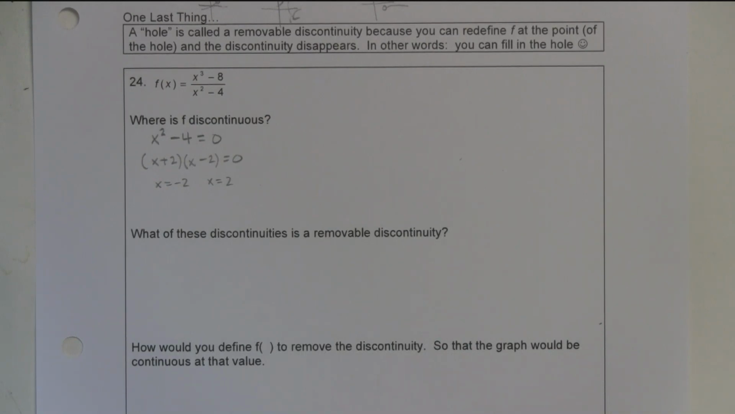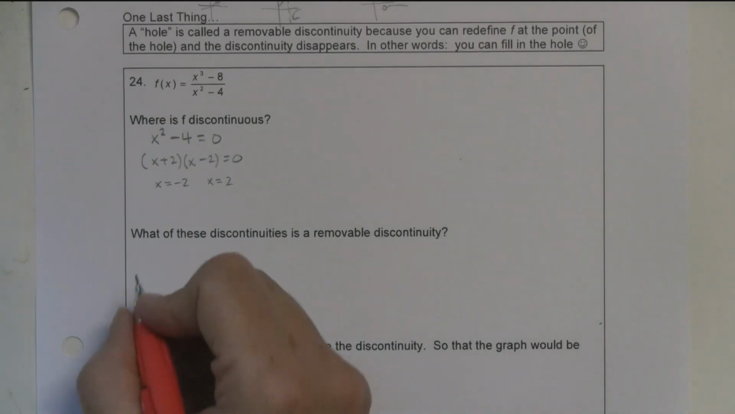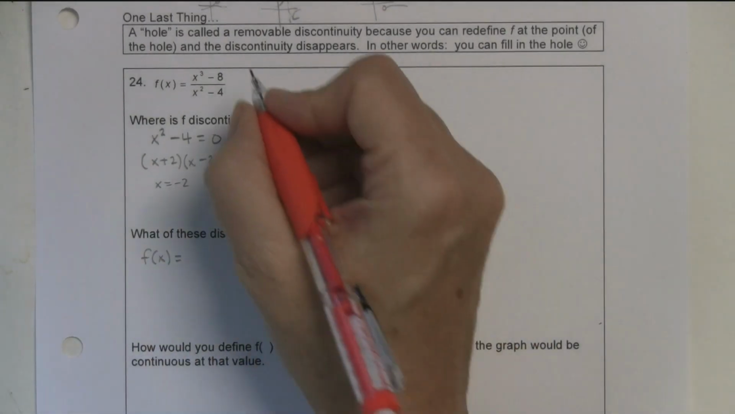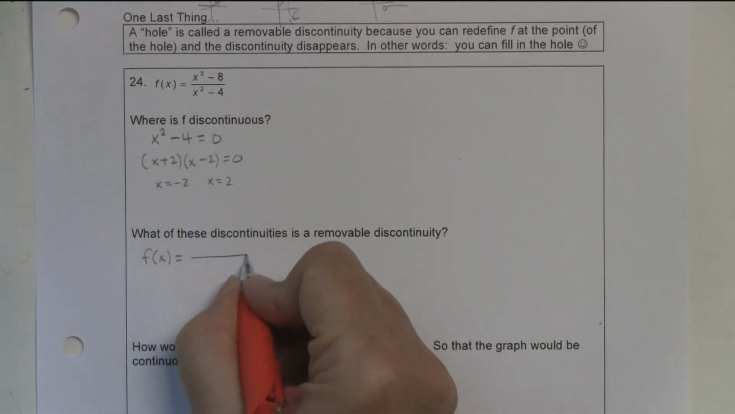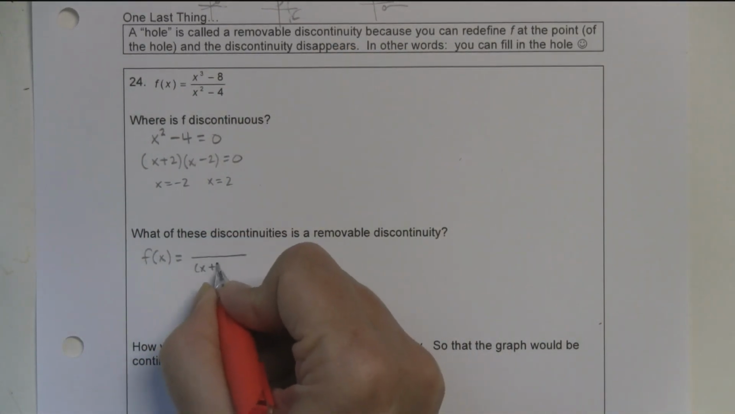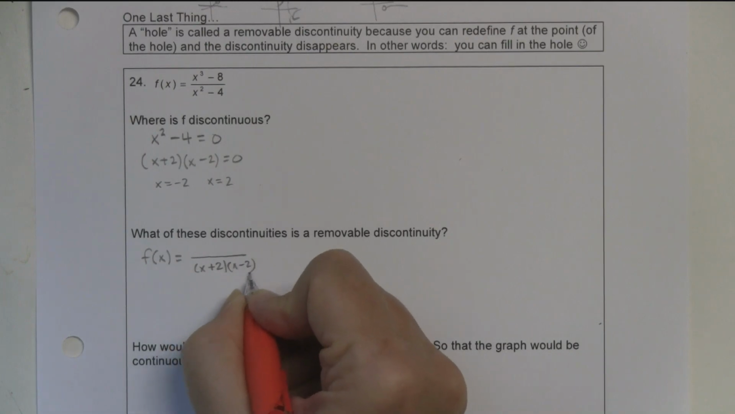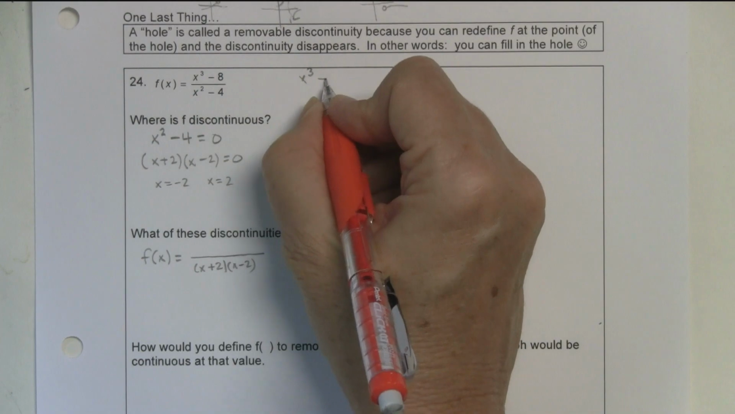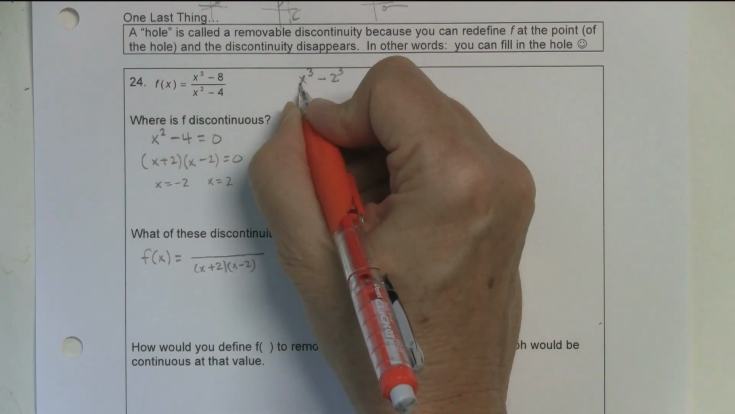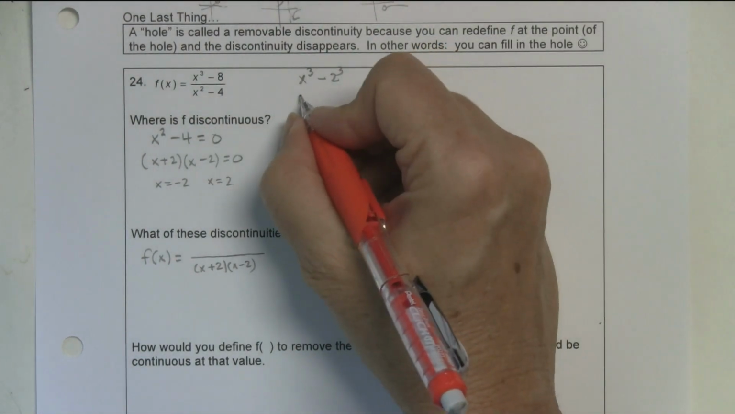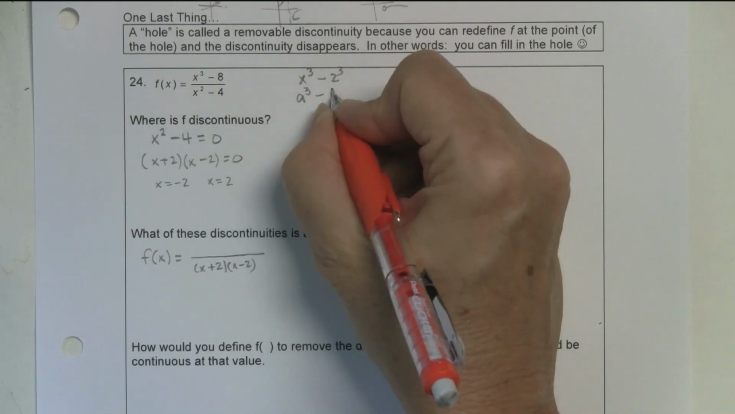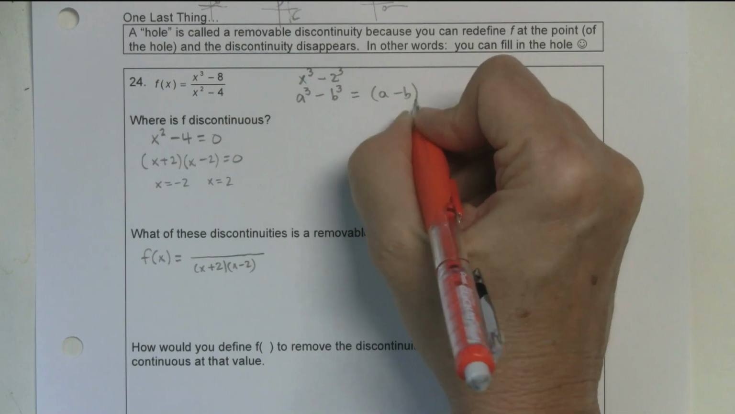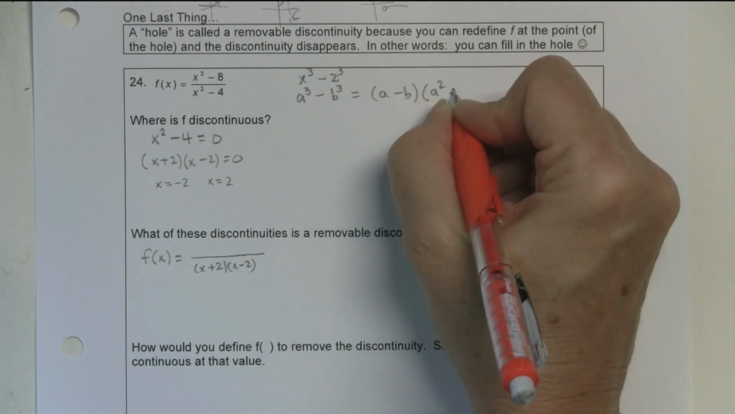And it's a hole in the graph if, when you factor the numerator and the denominator, so I'm going to do that. I already factored the denominator. It was x plus 2, x minus 2. I'm going to factor the numerator now, x to the third minus 2 to the third, that's what 8 is, and that's a difference of cubes.